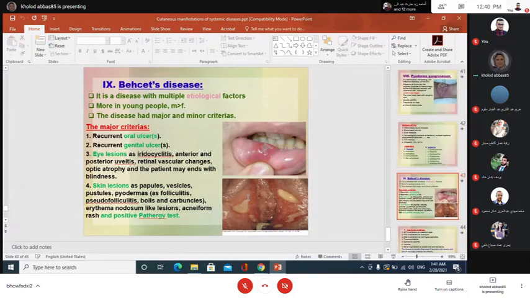Skin changes may include papules, vesicles, pustules, pyoderma-like pictures, folliculitis-like picture, erythema nodosum-like lesion, and acneiform rash. The most important thing is the pathergy test, which is usually positive in Behçet disease.